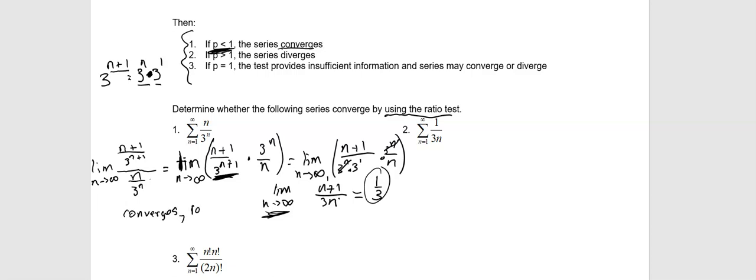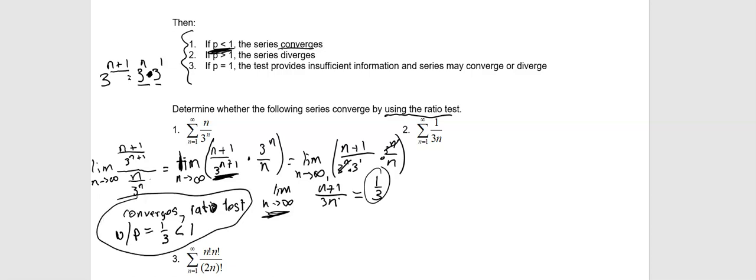And we would now say what test we used still. In this case, we would say the ratio test. And then we would say with a p equal to 1/3, which is less than 1. That's how we could justify something if we are using the ratio test. 2, same thing.